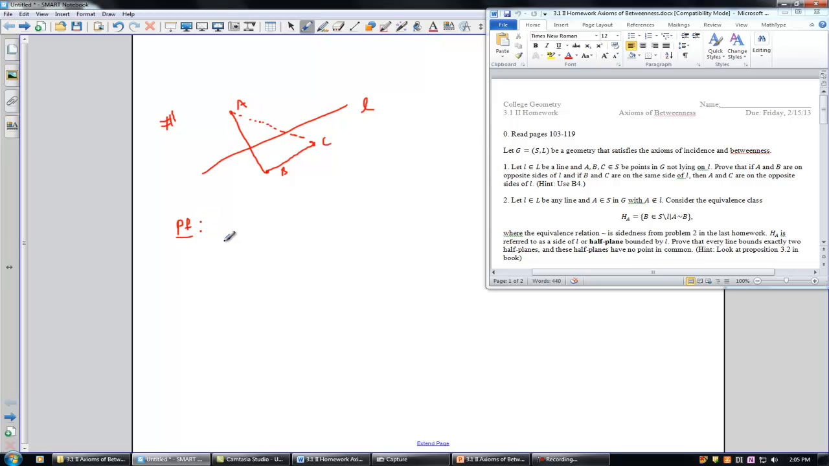So to prove this, what am I going to do? Well, I'm going to assume what's given, so I'll start there. So assume A and B are on opposite sides (OPP) of L, and B and C are on the same side of L.